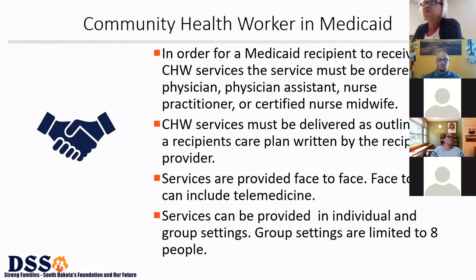So in order to receive the services through the Medicaid program, they must be ordered by a physician assistant, a nurse practitioner, or a certified nurse midwife. And so that provider would put together a care plan and make a referral for the community health worker service. The service would need to be provided face-to-face by the community health worker. And that can include telemedicine.